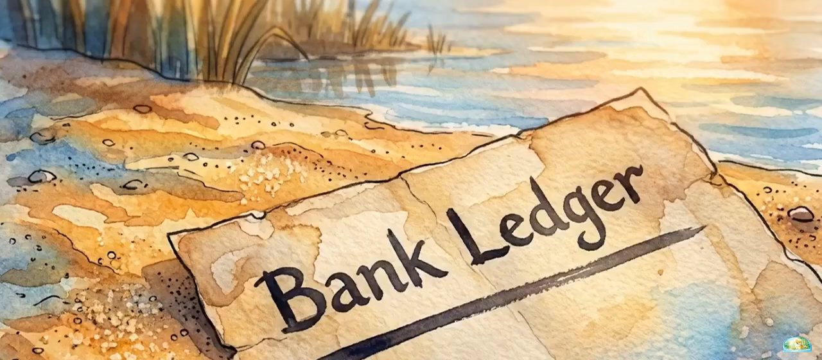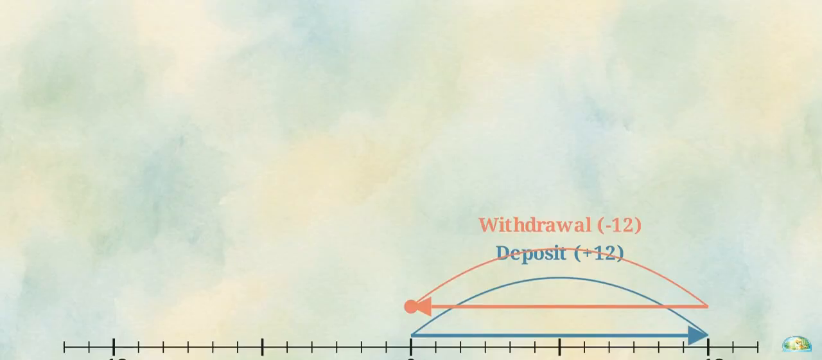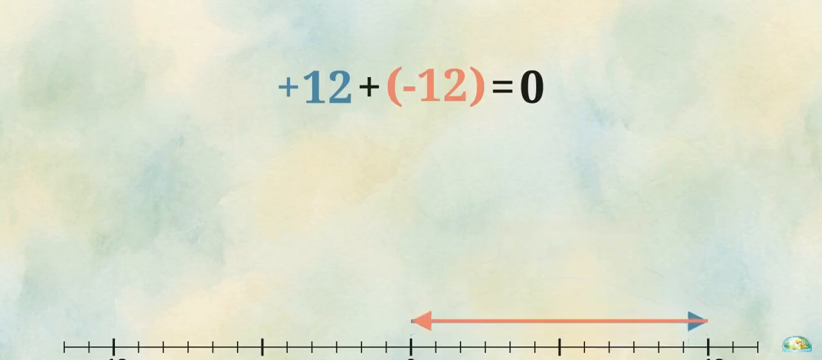Consider a bank account with a deposit of $12, followed by a withdrawal of $12. What is the total change? This horizontal number line on the sand shows the deposit jumping 12 units forward. The withdrawal is the negative version, jumping 12 units backward, landing us back at 0. Mathematically, +12 plus -12 equals $0. Opposite quantities cancel each other out because they describe equal changes moving in opposite directions.